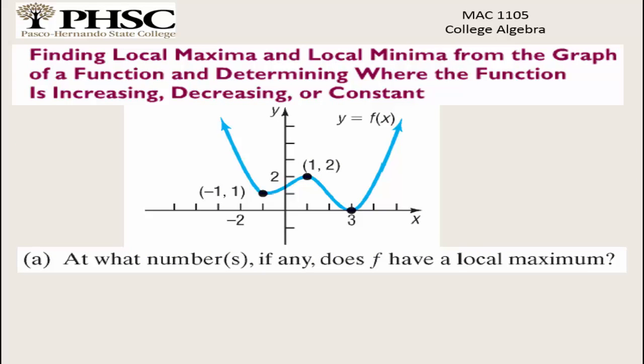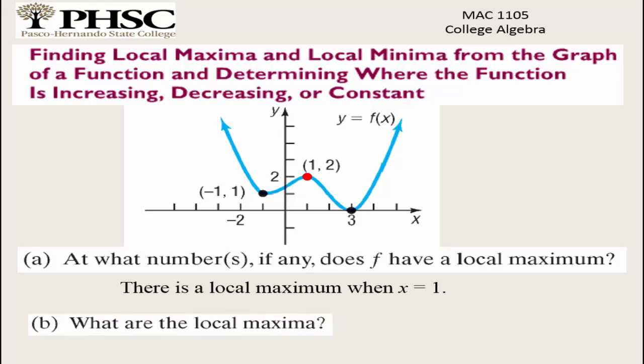So here we have another example, right? We're going to go ahead and find local maxima and local minima from the graph. We're going to determine whether the function is increasing, decreasing, or constant. So at what numbers, if any, does f have a local maximum? Here we can see that the local maximum occurs when x equals 1. And what's the value of that local maximum? The value of that local maximum is 2.